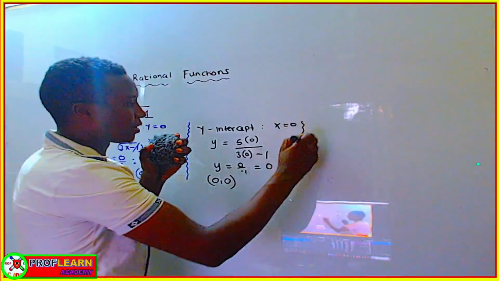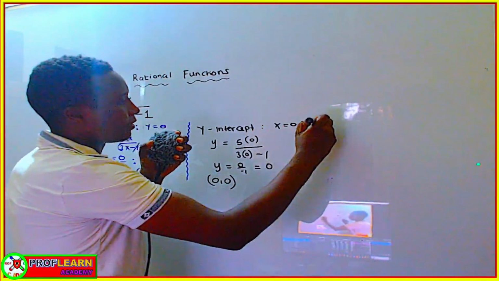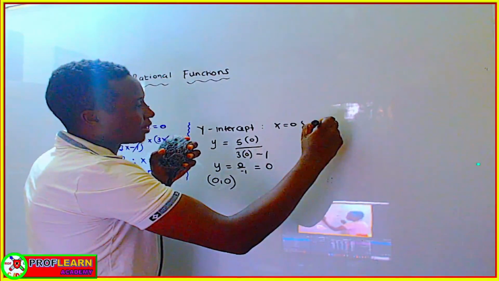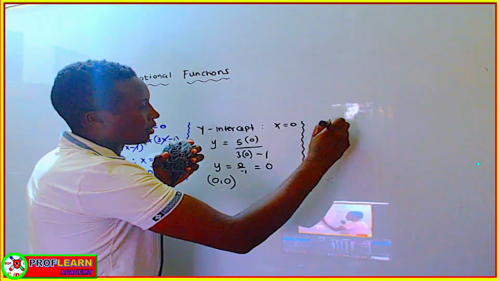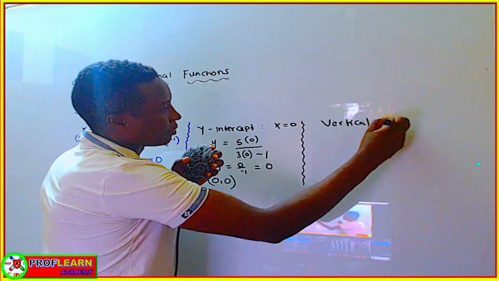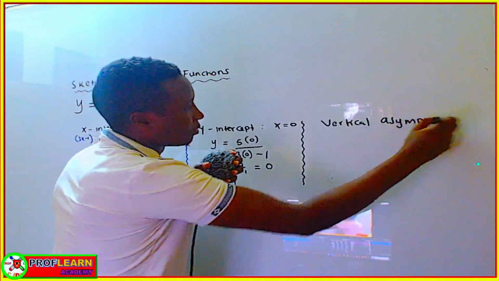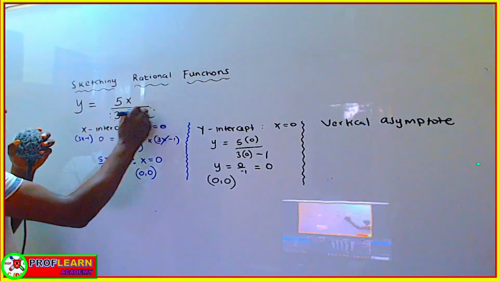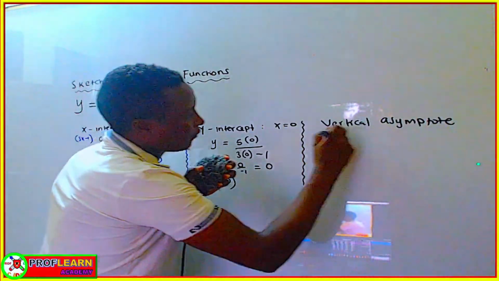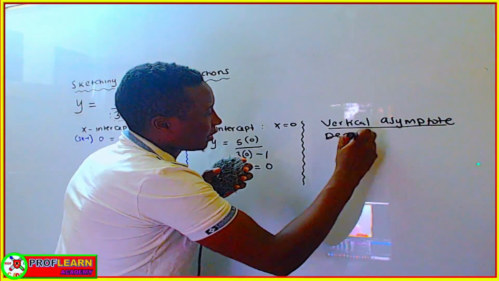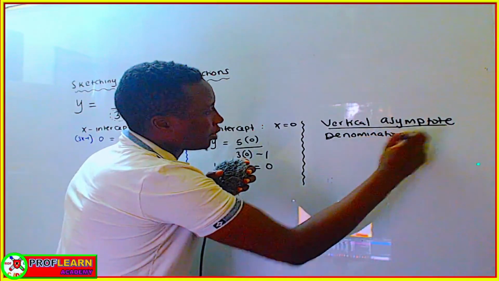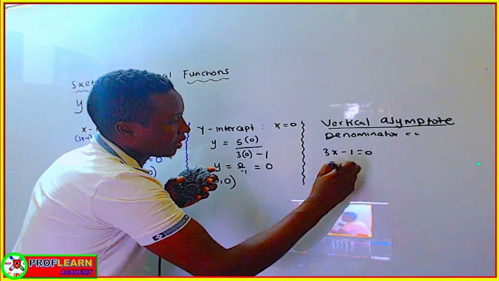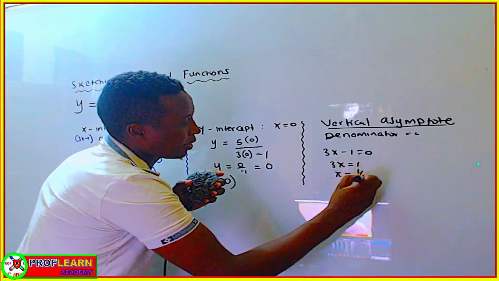The next thing that we need to find is the horizontal and the vertical asymptotes. So now we shall start with the vertical asymptote. Finding the vertical asymptote is when we have the denominator equal to 0. At the vertical asymptote, the denominator is equal to 0, so 3x minus 1 is equal to 0. So 3x equals 1, x equals 1 over 3.